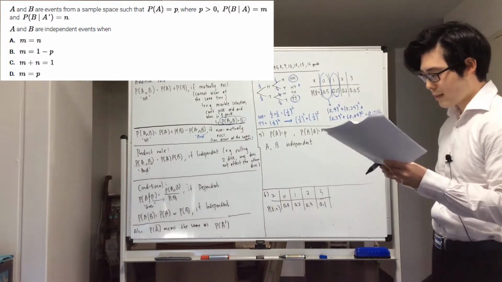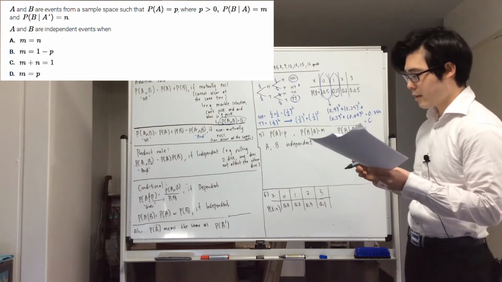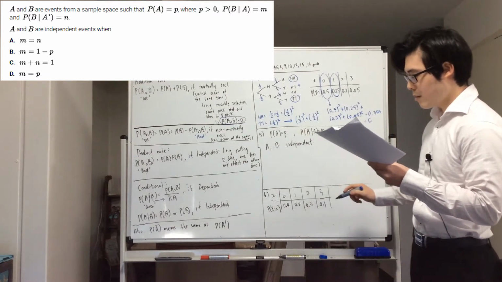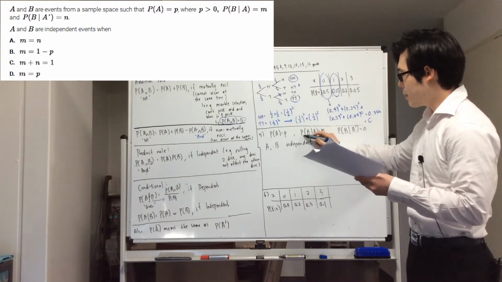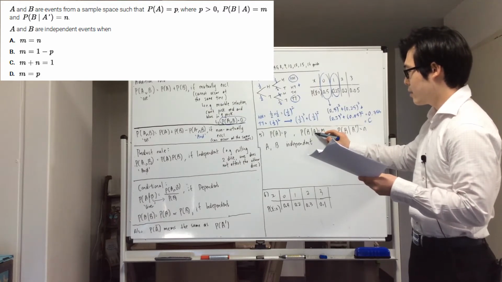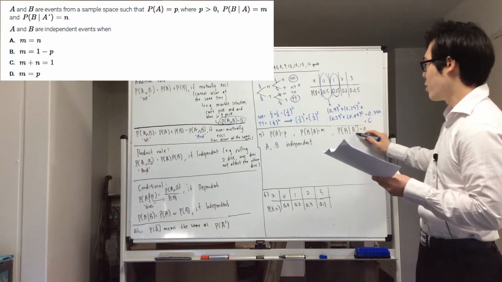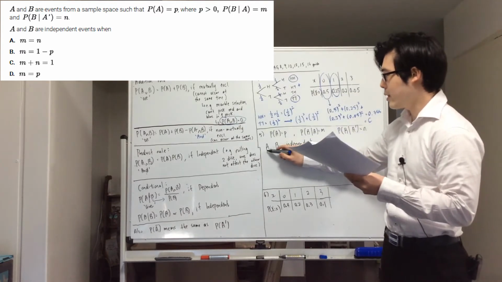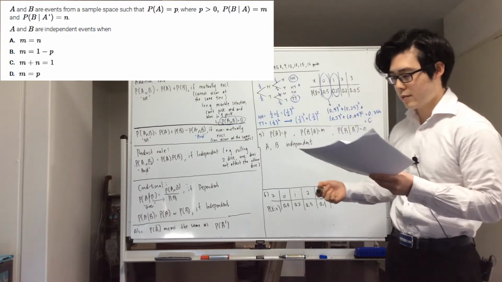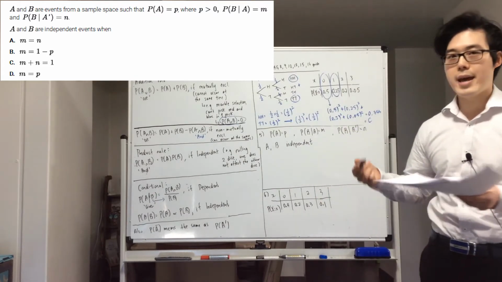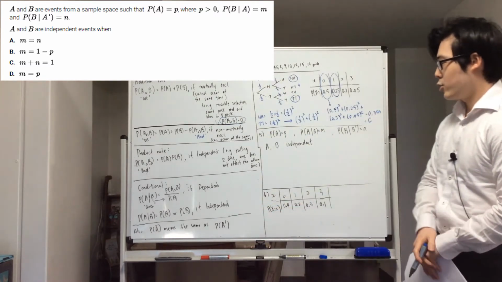In question 5, it says A and B are events from a sample space such that the probability of A is P. So I've written it down, where P is bigger than 0, it doesn't matter with that one. It says probability of B given A is equal to M, and probability of B given not A is N. Now here's a key word, A and B are independent. So they want you to find the value of M related to N. Okay, so let's have a look over here and see what we should use.